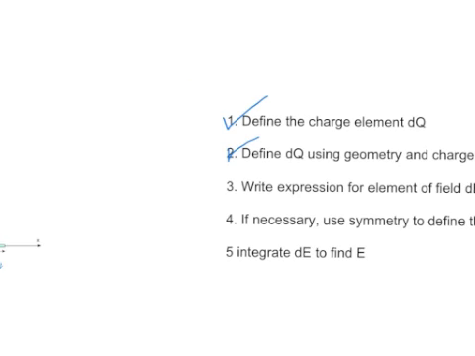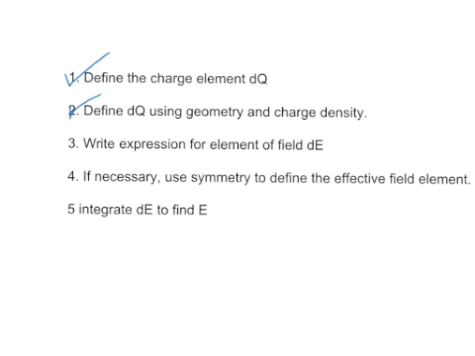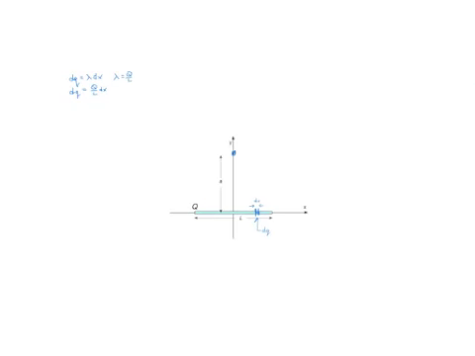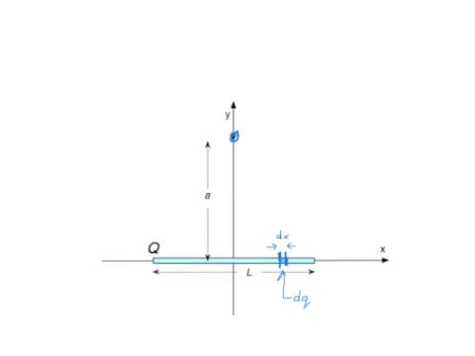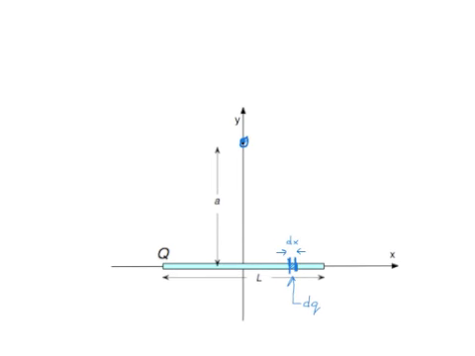Step 3, write an expression for the element of field dE. What do we mean by the field element? The field element means what's the contribution to the overall field that will be made by this little charge dq. How much of the total field at this point P is going to be due to this? Well, we know what direction it's going to be, and that it is going to point off this way. And so this is going to be our field element dE. And the question is, what's the magnitude of dE?